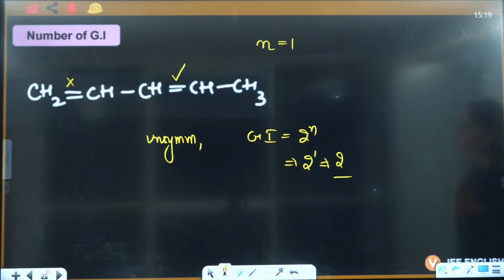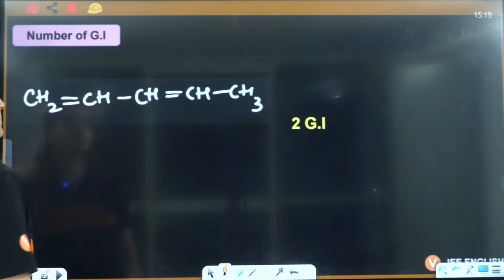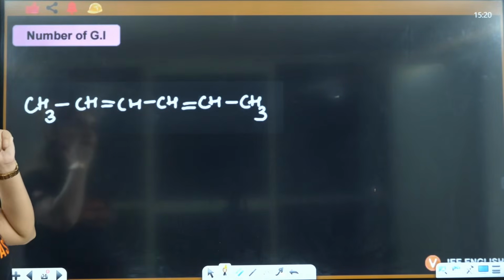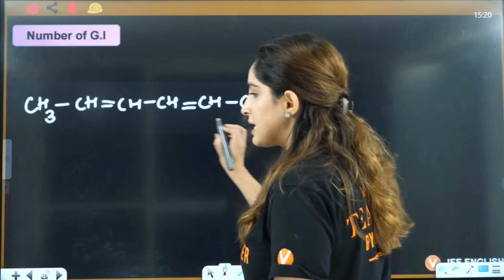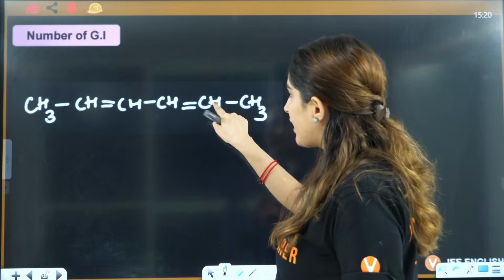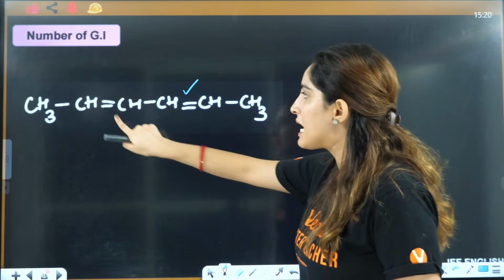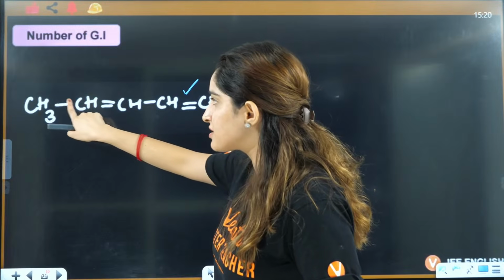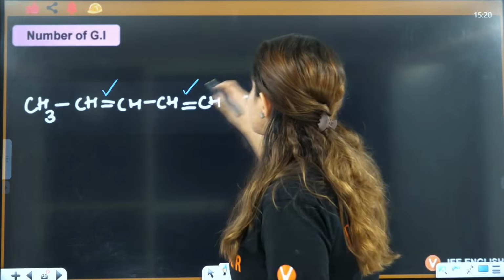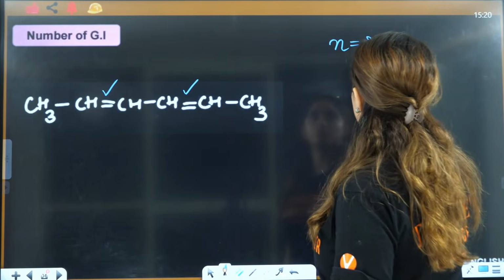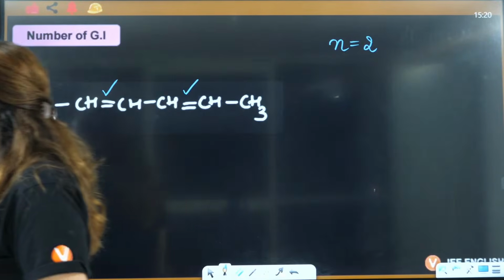Right? Yes, students. Now let's see this. Next, in this case, how many GI sites do you have? This is the GI site. H is different, CH3 is different, H is different, this whole part is different. This is also a GI site because H is different, CH3 is different, H is different, this whole part is different. So the number of GI sites is 2, right? Number of geometrical isomerism sites is 2.